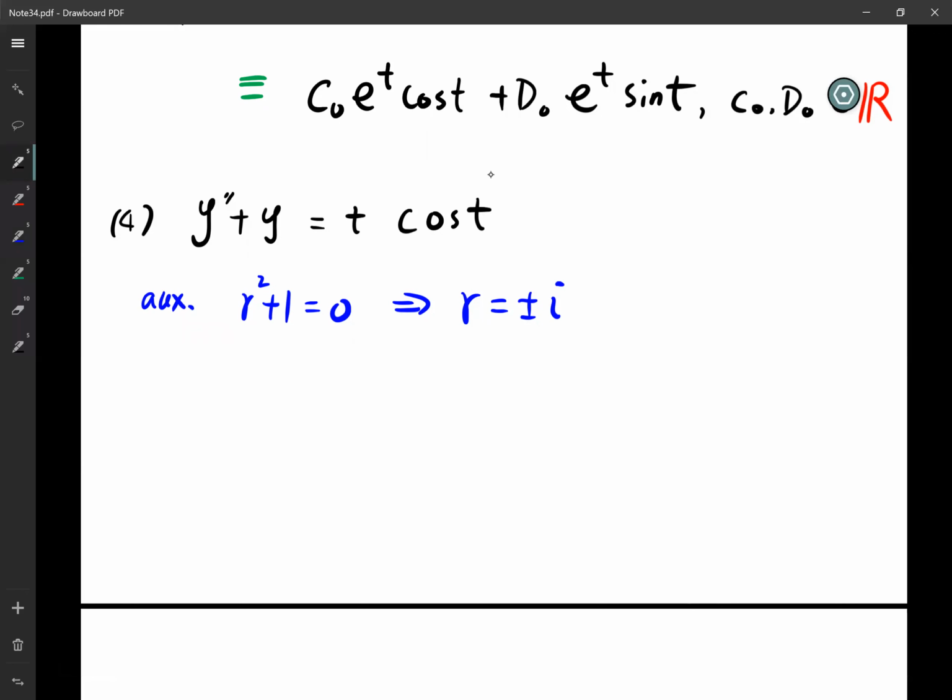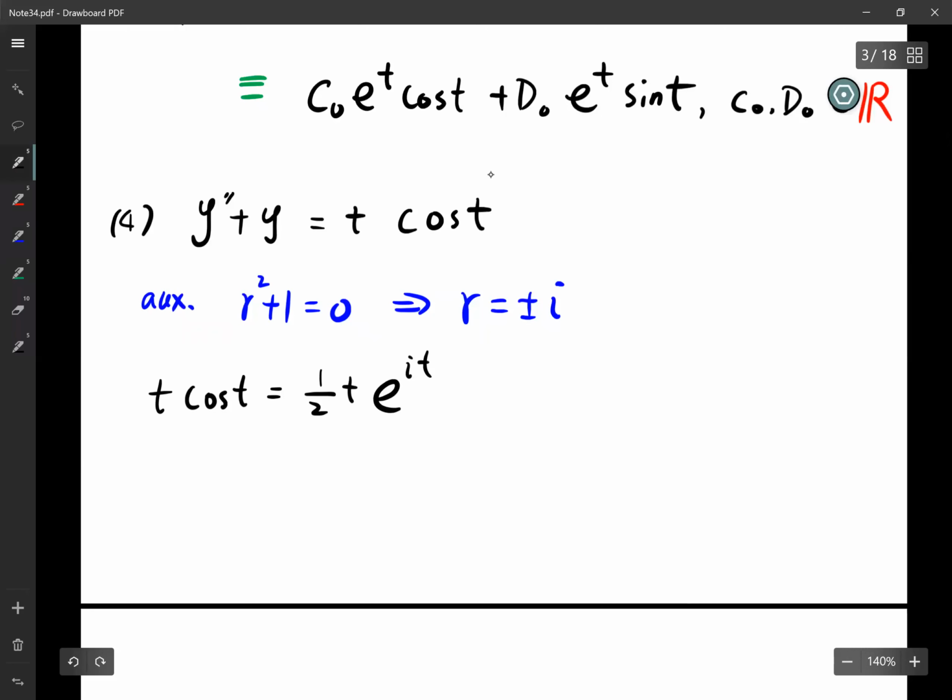Now let me look at the right hand side. t cosine t equals 1/2 t exponential it plus 1/2 t exponential minus it. So this one corresponds to plus i, this one corresponds to minus i, and I can handle these two terms separately via the principle of superposition. Each of i or minus i is a single root.